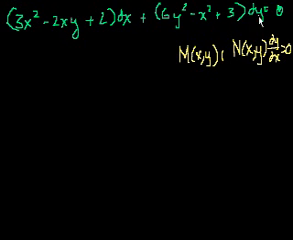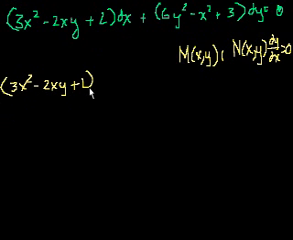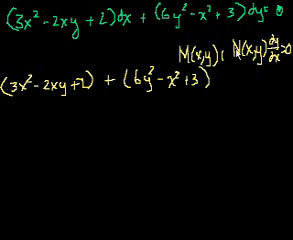How could we get this equation into this form? Well, we just divide both sides of this equation by dx, right? And then we get 3x squared minus 2xy plus 2. We're dividing by dx, so that dx just becomes a 1. Plus 6y squared minus x squared plus 3. And then we're dividing by dx, so that becomes dy dx is equal to, what's 0 divided by dx? Well, it's just 0. And there we have it. We have written this in the form that we need.